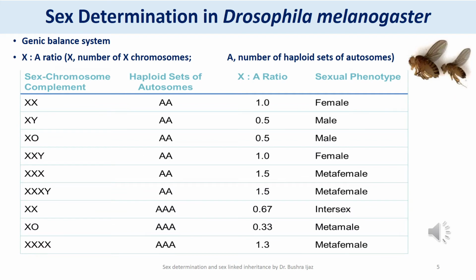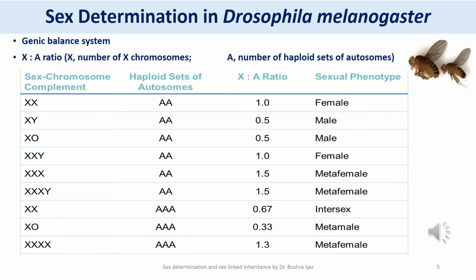So in today's discussion, we start with Drosophila melanogaster, how sex is determined in it, and what the sex-linked inheritance pattern is in Drosophila melanogaster. As we have already studied, the fruit fly Drosophila melanogaster has 8 chromosomes: 3 pairs of autosomes and 1 pair of sex chromosomes. Thus, it inherits one haploid set of the autosomes and one sex chromosome from each of its parents. Normally, female flies have two X chromosomes and males have an X chromosome and a Y chromosome.